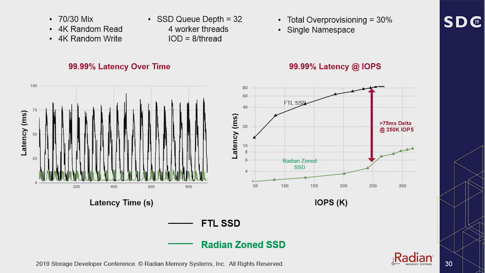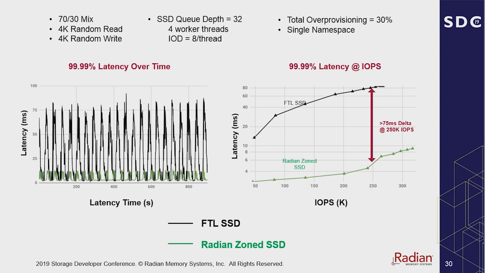The FTL-based SSD shown in black, which has the same silicon as the Radian Zoned Flash drive shown in green, has an over 15 times higher 4.9 latency. And when we look at the most critical comparison, the graph on the right, we see how the 4.9 latency scales up for the FTL-based SSD as the IOPS scale, and alternatively, how flat and deterministic the green line is for the Radian Zoned Flash SSD as the IOPS scale.